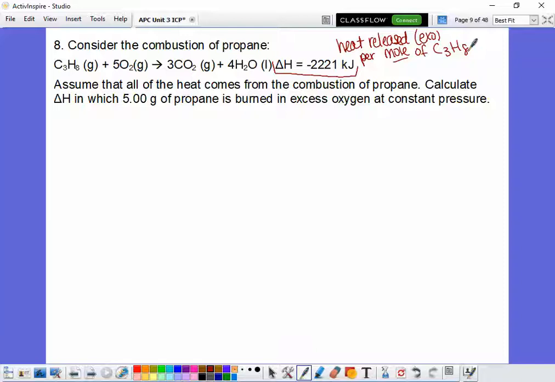Okay? So in order to do stoichiometry with this, we're told that we're assuming that all of the heat comes from the combustion of propane. We're going to calculate the delta H in which 5 grams of propane is burned in excess oxygen at constant pressure. So what do I do first? Convert grams to moles.